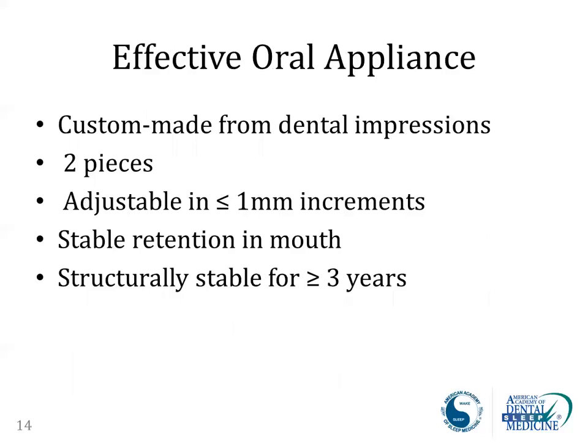Next slide, please. The basic qualities of an effective oral appliance are, one, that it is custom made from dental impressions, that it has 2 components, one for the maxillary teeth, one for the mandibular teeth, that it is adjustable, the jaw position is adjustable in less than or equal to 1 millimeter increments, that it stays in the mouth reliably, and that it holds its structural integrity for 3 or more years.